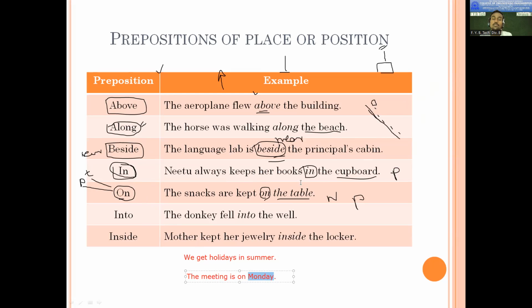Okay, so all of you just take note of such prepositions, how you can use them, and accordingly you can make your own examples. You can check yourself, check your understanding, check your knowledge, whether you are able to make sentences with beside, with along, with above, using the preposition in, by using the preposition on.